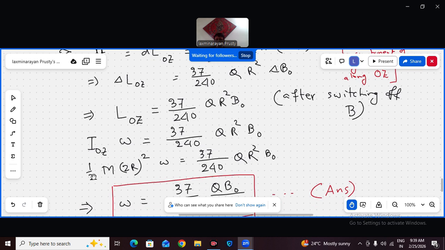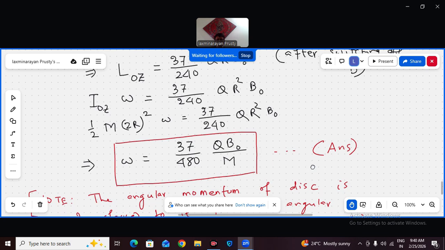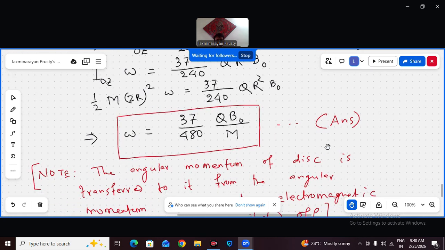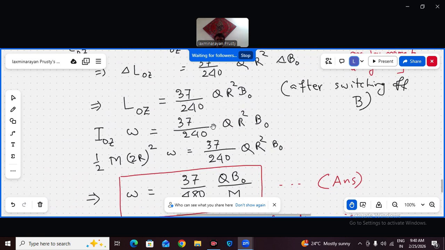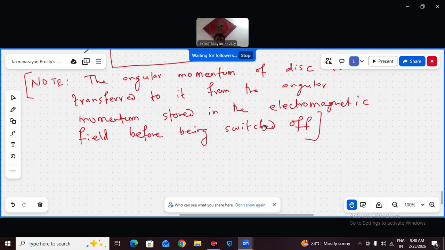So IOZ is half m 2r whole square into 37 by 240 q r square B naught. So this becomes 4 for 2. So 2 here, 37 by 480. So omega value is 37 by 480 q B naught by m. So that is the answer. Okay, this is an extremely important question, and this angular momentum is obtained by the disk out of what? Out of the angular momentum stored in the electromagnetic field before it is switched off. That's what I wrote in the note.